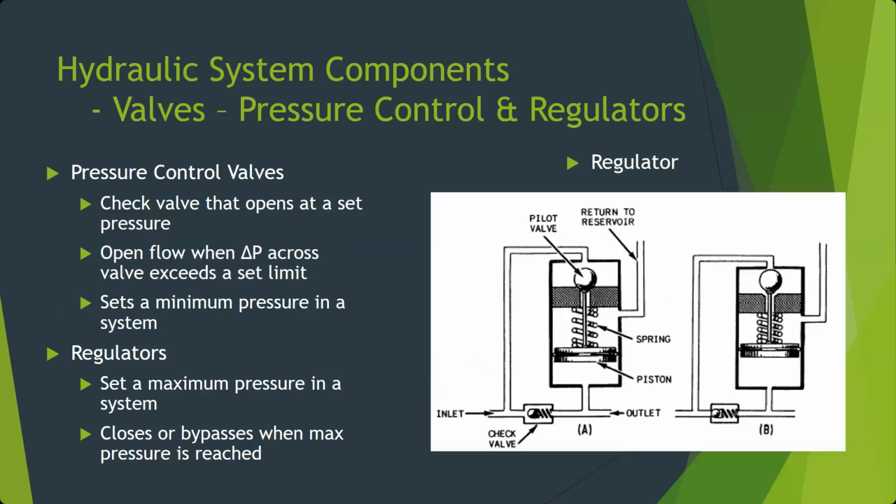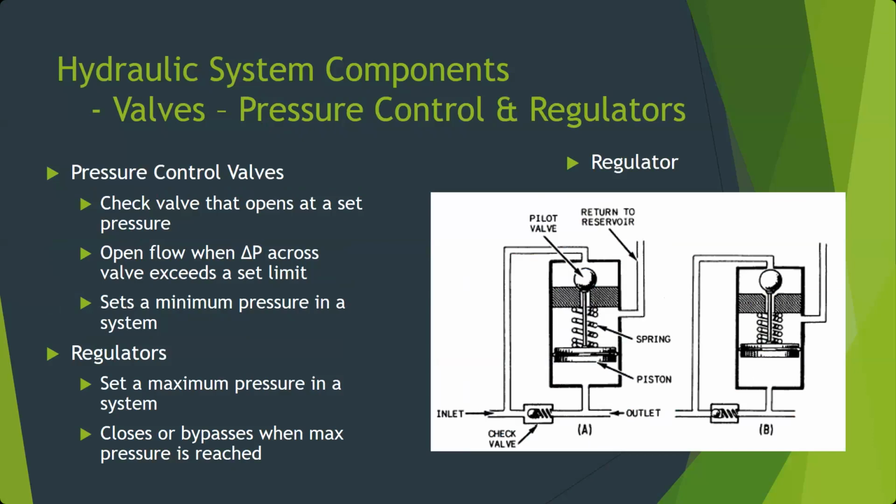So they can look something like this. Here we have a regulator. The pressure control valve is like a check valve. Here's our inlet with a check valve to the outlet. That's the overpressure valve. But then if this is the pilot to open a path back to the reservoir.